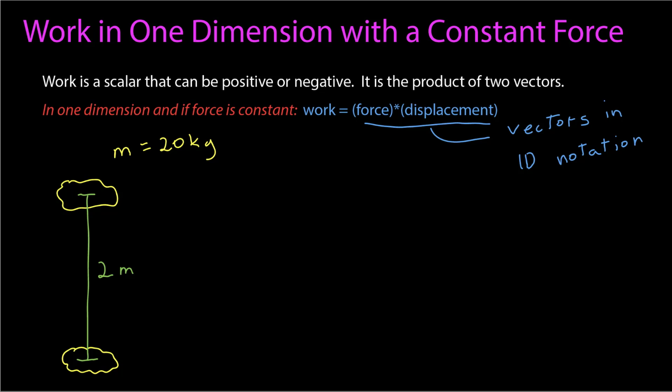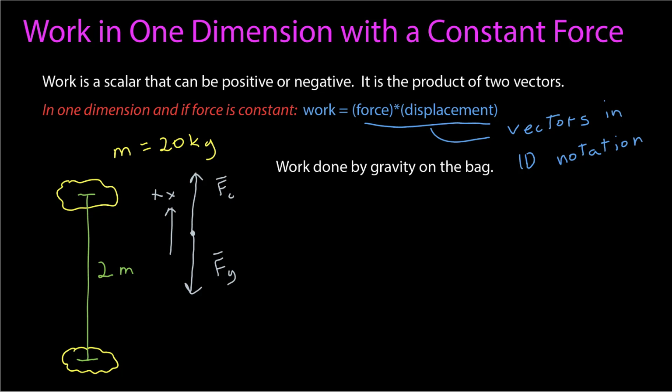To see how that works, imagine you're lifting up a bag of dog food 2 meters. The mass of the bag of dog food is 20 kilograms. If I were to do a free body diagram for the bag, I would say there's some sort of contact force, that's you lifting it up. There's also the force of gravity on the bag. I have to identify a positive direction, so I'll identify positive up.